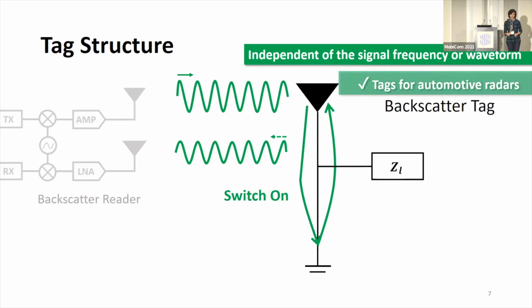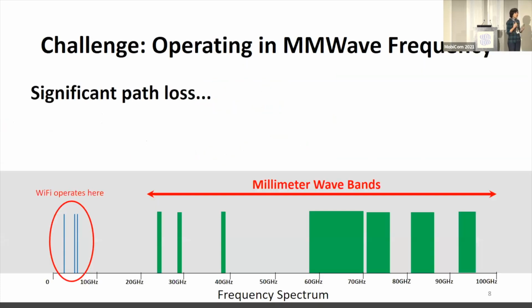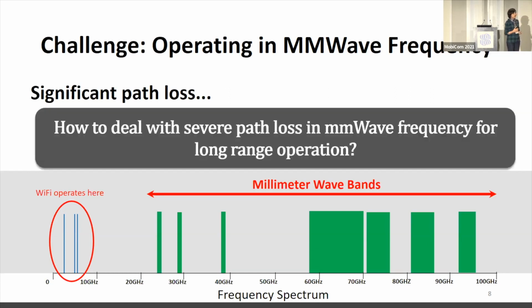But here's what makes this really hard. Automotive radars operate in the millimeter wave frequency range, and as probably all of you know, we have significant path loss to deal with. And in this case particularly, we're trying to detect the reflection from a very tiny tag as opposed to that gigantic car that is all made of metal. So it's even more challenging to detect that reflection coming out of the tag. The main question we're trying to answer is how can we break that trade-off and build a long-range millimeter wave tag.